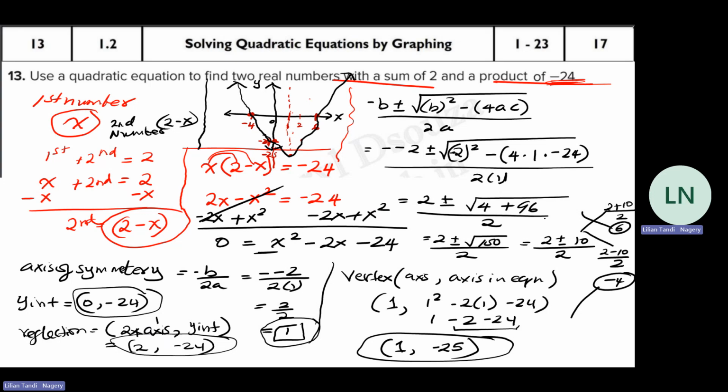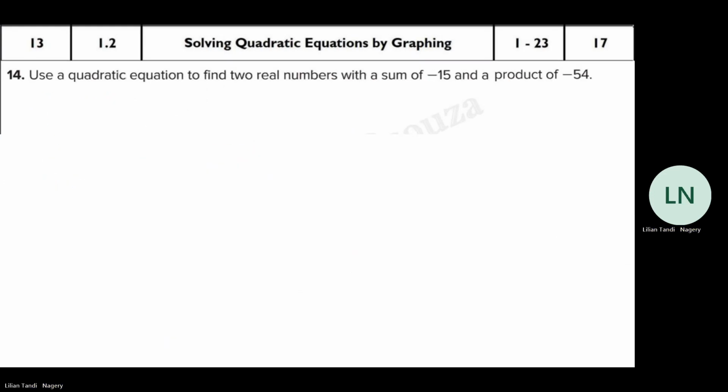So when you're choosing a graph, after you have solved with the quadratic formula, you must also know the y-intercept, reflection, axis of symmetry, vertex. 1, 2, 3, 4, 5, 6. All 6 must match the graph. If one of them is off, then that is not your graph. Okay? All right, let's do this.